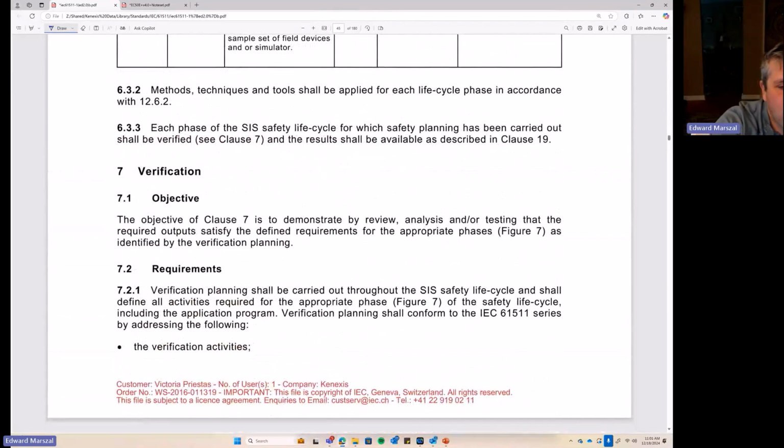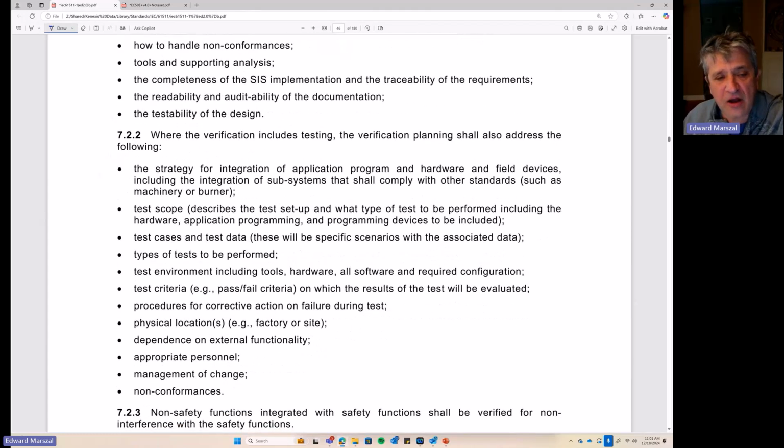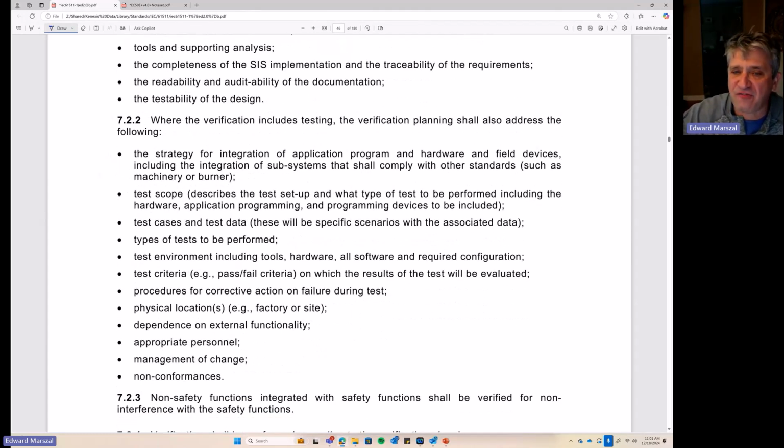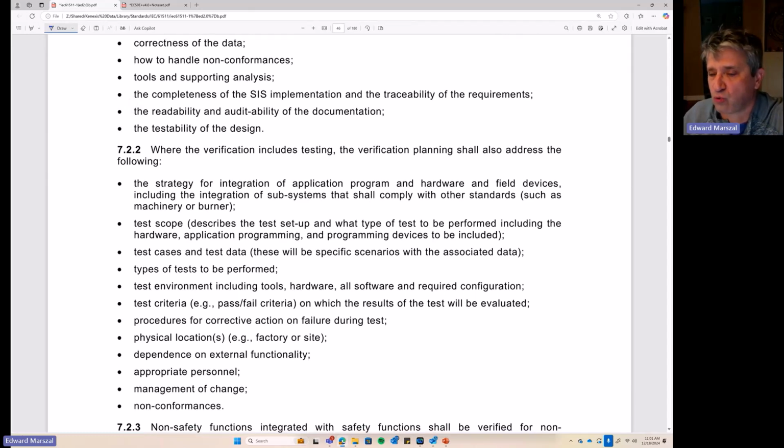Clause 7 says we're going to plan for verification. Verification means one person is going to look at the output of a task and verify that it was done correctly. So person A does a SIL verification calc. Person B verifies that calculation to make sure that it was done correctly. And this verification needs to be done for every step, every phase in the SIS safety life cycle in a formal process by someone other than the person who did the work. Okay, so verification, that's great.